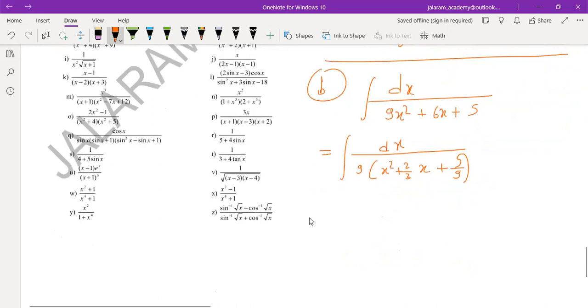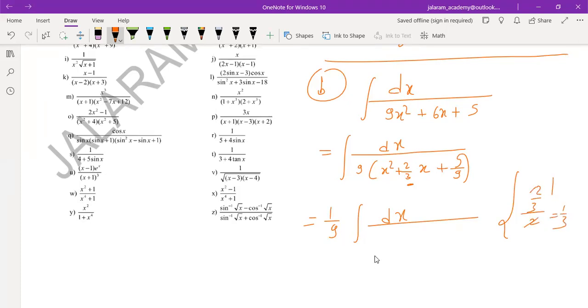Then 1 by 9 is the coefficient, into dx upon, the value of p is 2 by 3. So p by 2 is 2 by 3 upon 2, that is, 2 ones are 2, so it will be 1 by 3. So we write x plus p by 2 whole square minus p by 2 whole square plus 5 by 9, equals 1 by 9 integration of dx upon x plus 1 by 3 whole square minus 1 by 9 plus 5 by 9, which is 4 by 9.